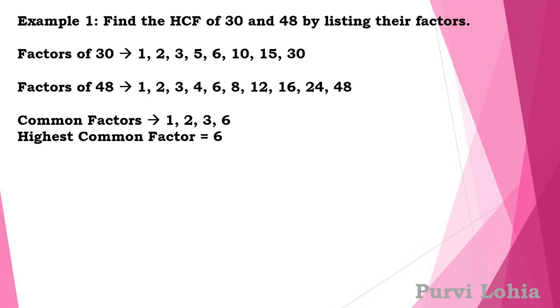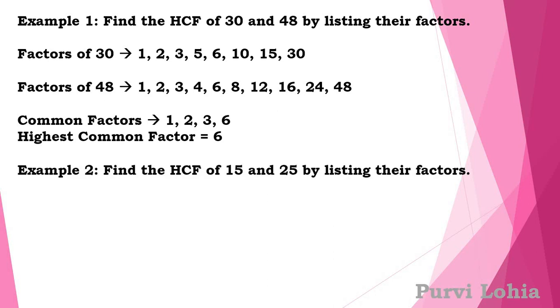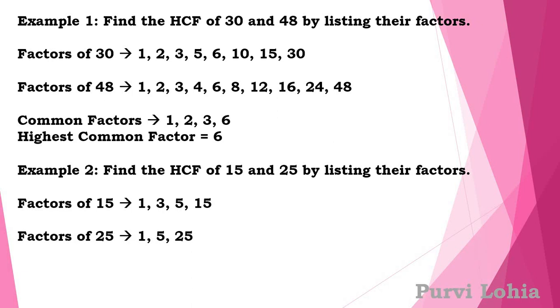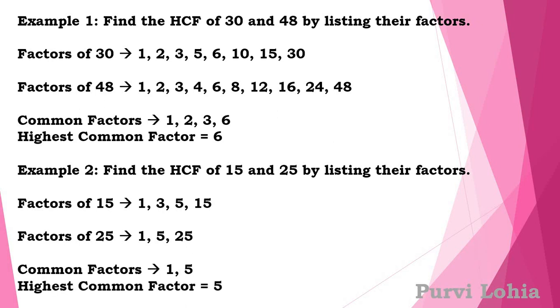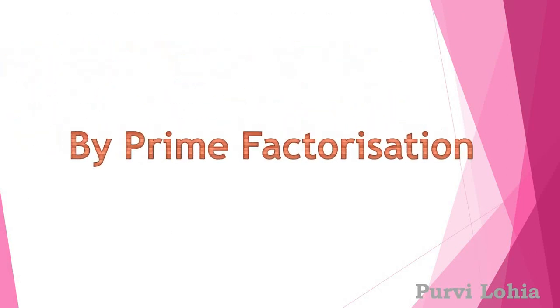Understood? Next example. Find the HCF of 15 and 25 by listing their factors. So factors of 15 are 1, 3, 5 and 15. Factors of 25 are 1, 5 and 25. So common factors are 1 and 5, and highest common factor is 5. Understood?